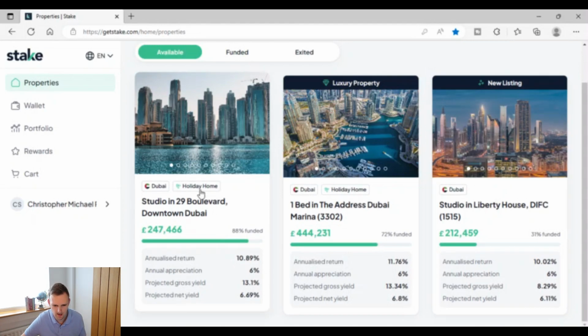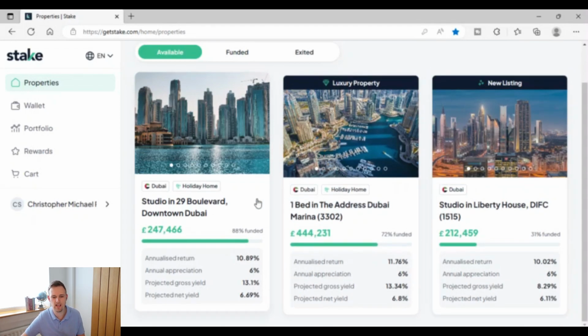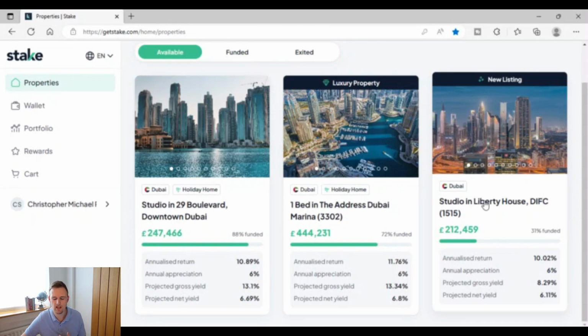Now the first 2 here are actually listed as holiday homes, and the third one is one that's a permanent rental already, so it has a tenant in there. Because part of this is, if it's a holiday home, you're going to invest in the property and then people are going to rent that on sites like Airbnb or Booking.com. And then at the end of each month, you're going to earn a dividend paid to you depending on how much you invest, but you'll get a dividend paid to you from that rental. But this one here with the tenant in already, that's going to earn you a rental straight away.